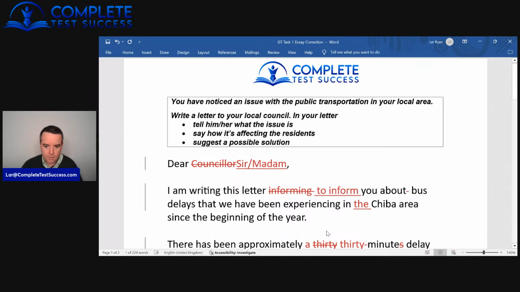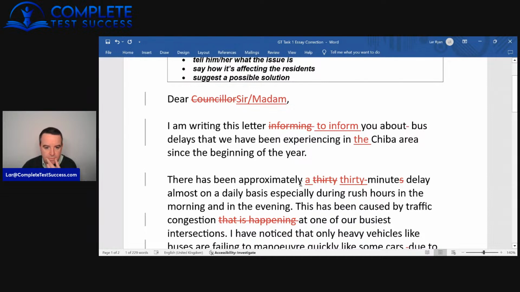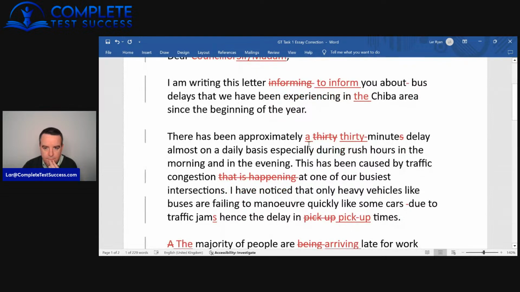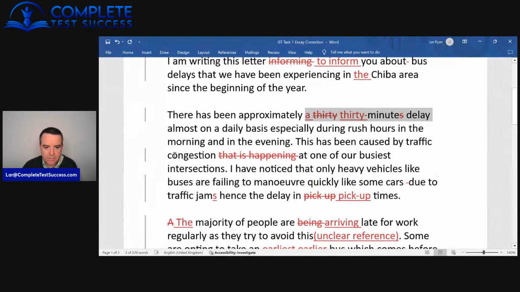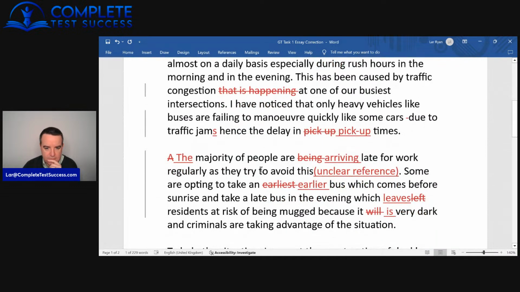Okay, so then we're looking at task achievement 7 and coherence and cohesion 7. Vocabulary is very good. The range is great. So what we're looking at then is how many mistakes do we have? So that would be a mistake with vocab here. Congestion that is happening. Again, it's completely clear, but just not quite accurate. Again, the hyphenated words again. So that's another issue with the same type of mistake.